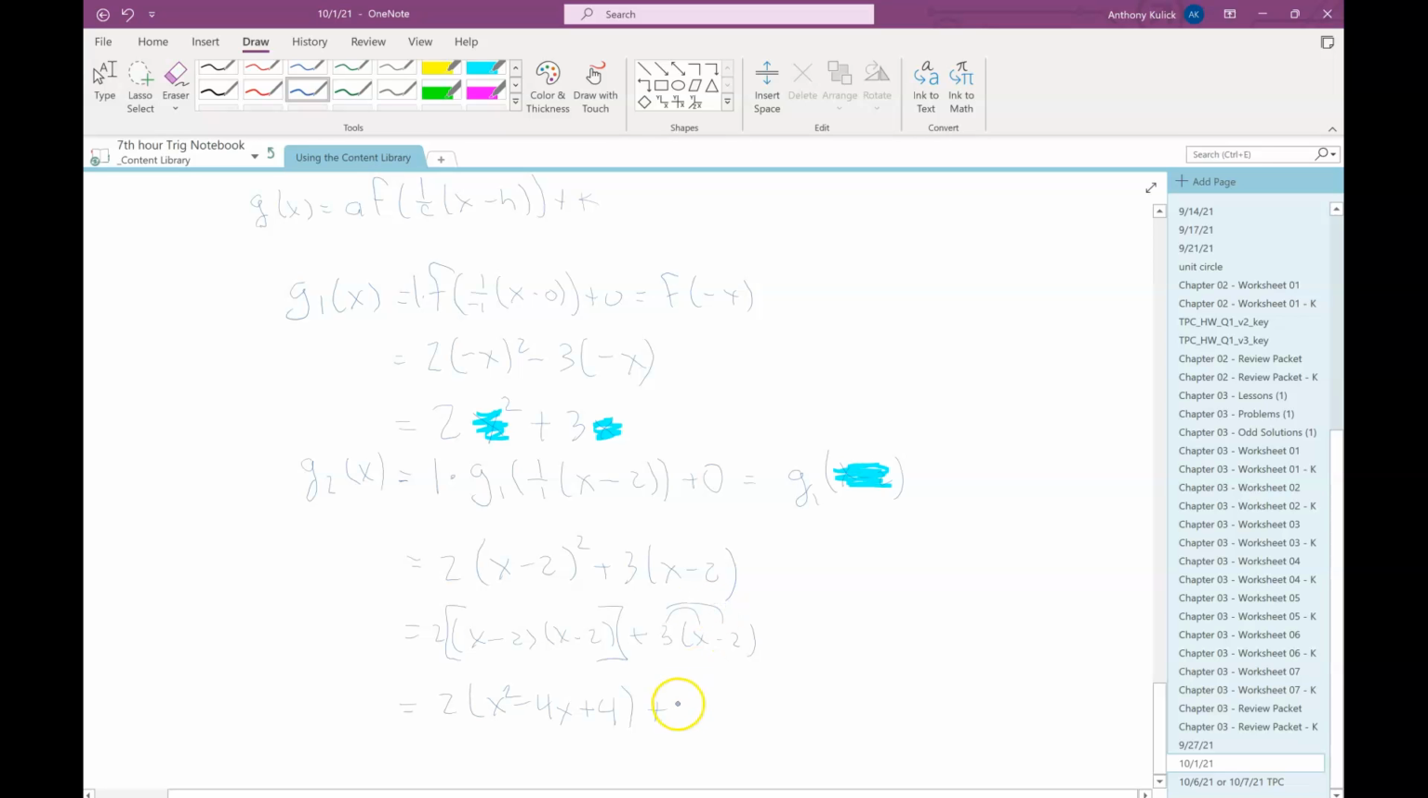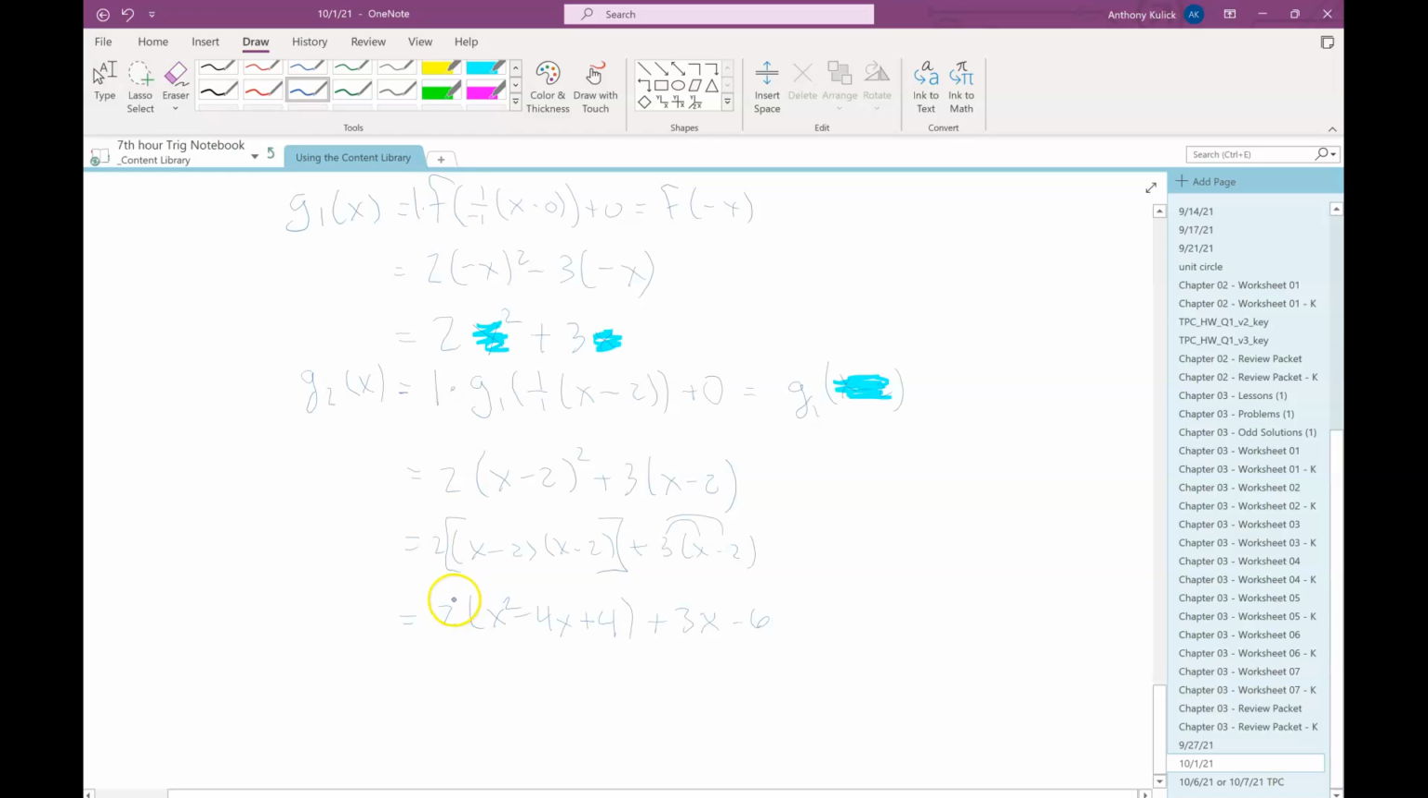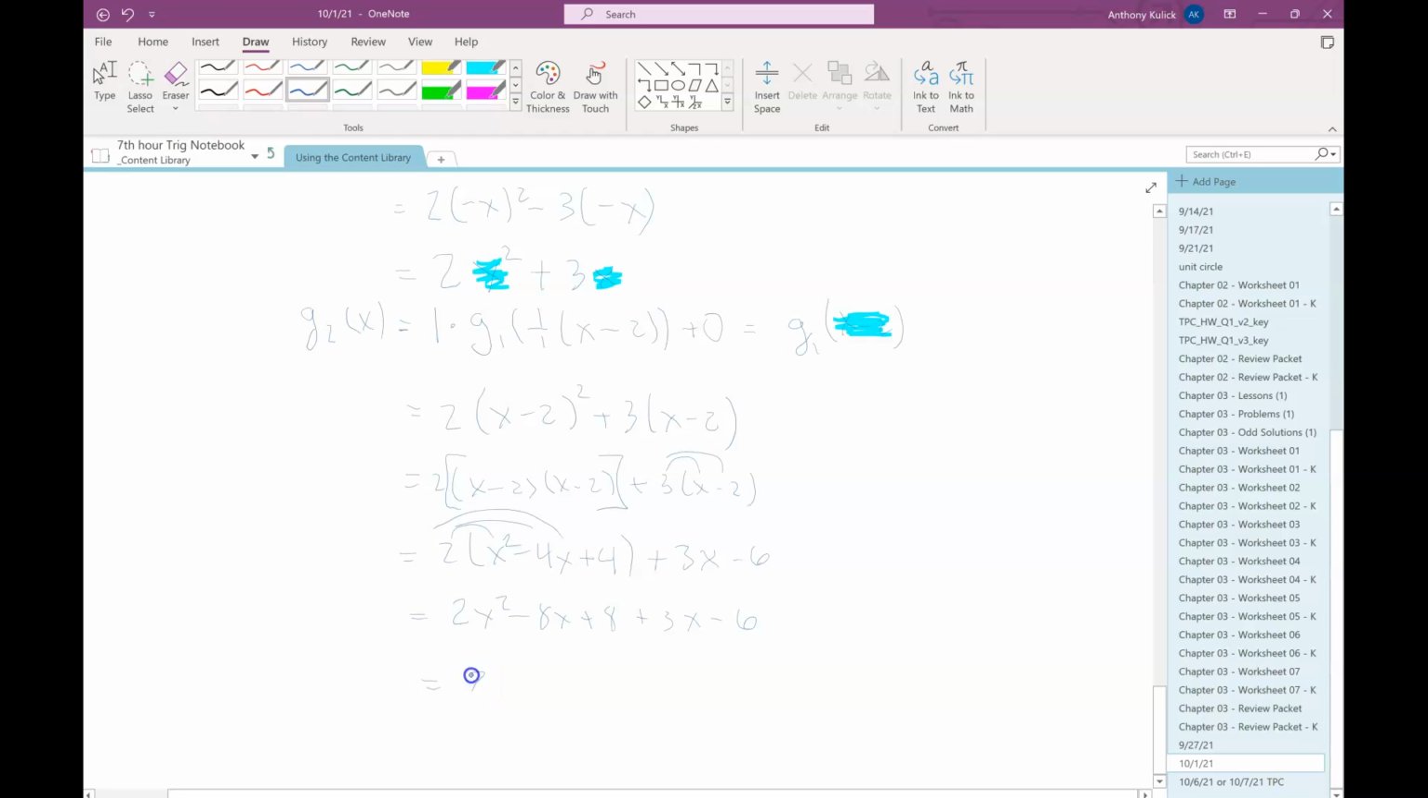And then here I'll just distribute things through. And now I'll distribute my 2 through. So negative 8x and 3x is negative 5x. And then 8 minus 6 is positive 2.